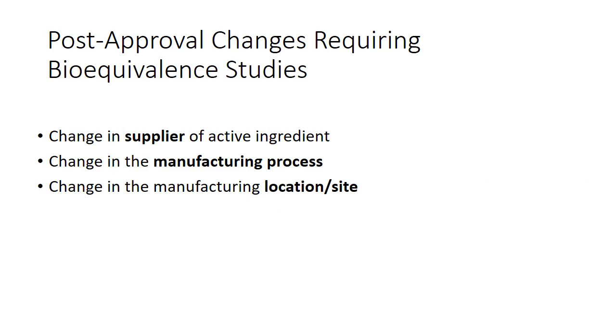So some of the post-approval changes requiring bioequivalence studies would be if you change the supplier of an active ingredient. And the reason why that's critical is because, as you're probably all aware at this point, the source of the active ingredient can have serious implications. For example, are there impurities in there that are toxic? Remember, there were a bunch of drugs that showed up over the past year or so.